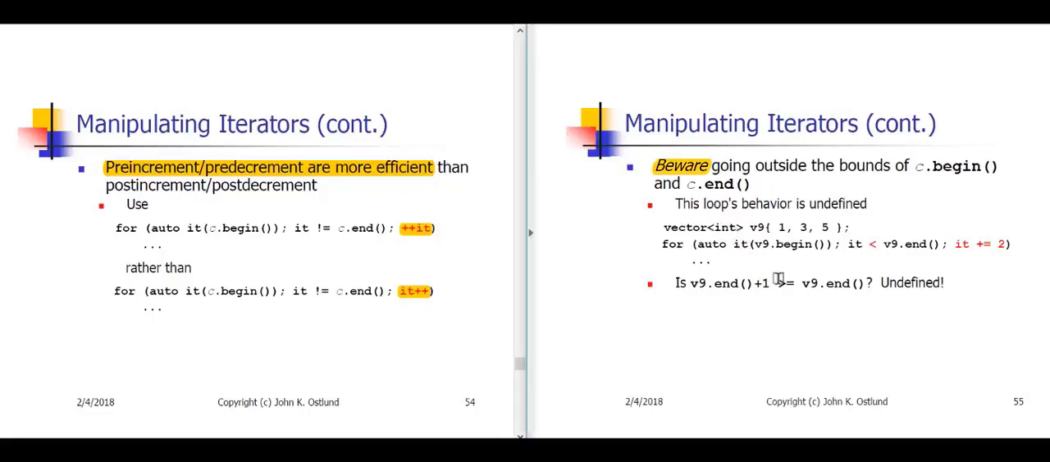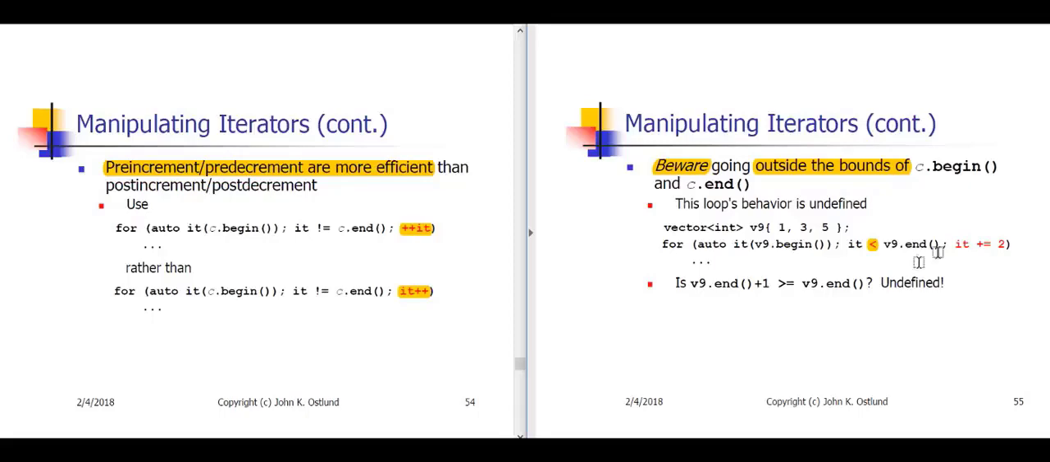Another thing I want to point out, particularly with regard to random access iterators, is that you need to be careful not to go ahead of the begin iterator or past the end iterator. In this example for loop, I'm using an iterator to step through the elements of a vector. We know that a vector has a random access iterator, therefore we could compare whether our iterator is less than v9.end, which makes this look even more like a typical for loop that we would use with an integer subscript or with a pointer.